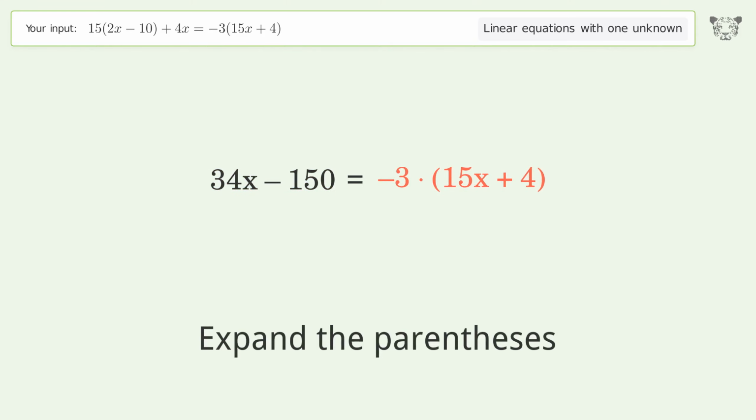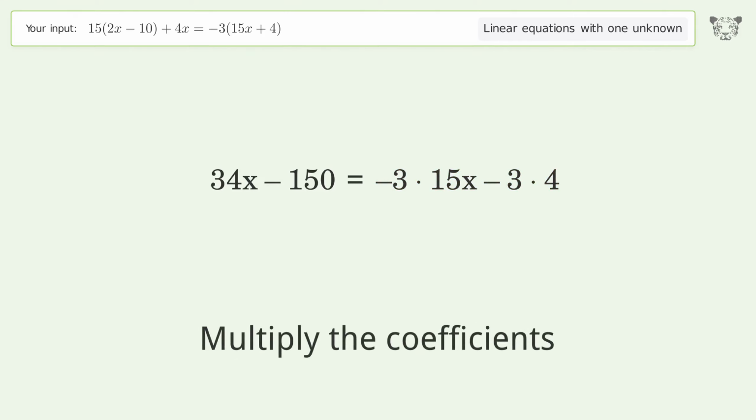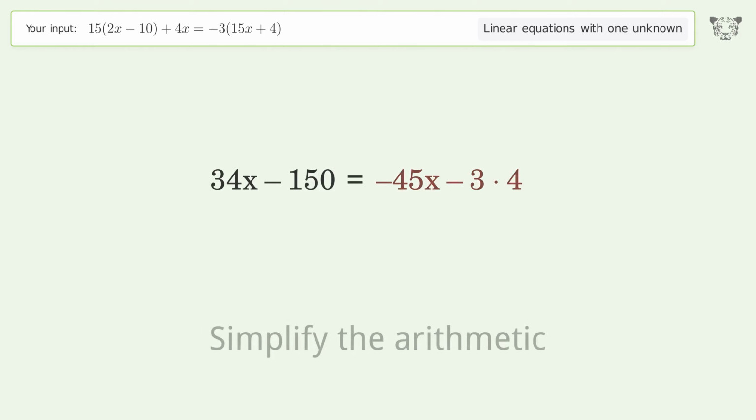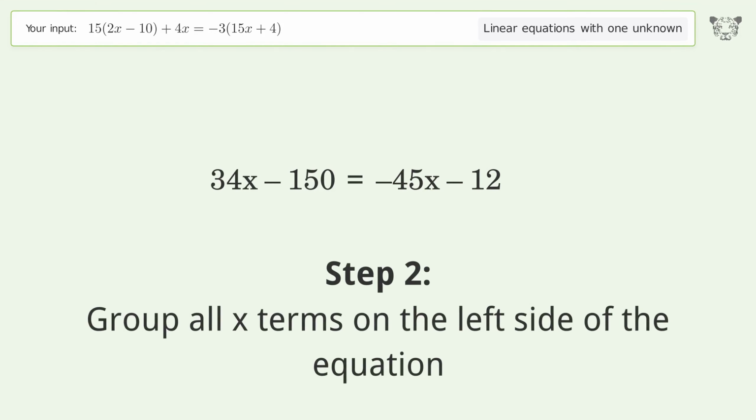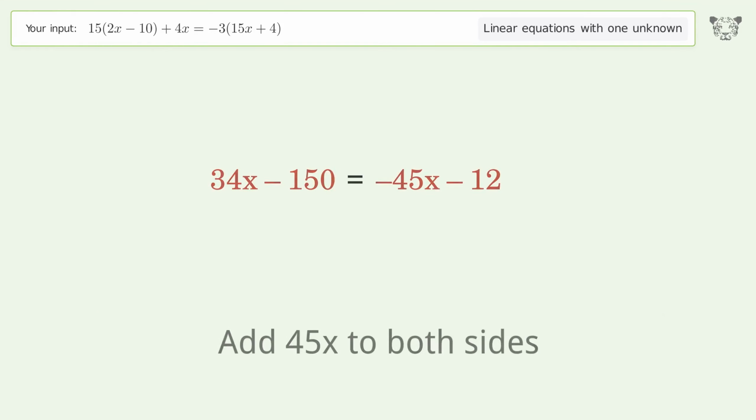Expand the parentheses. Multiply the coefficients. Simplify the arithmetic. Group all x terms on the left side of the equation. Add 45x to both sides.